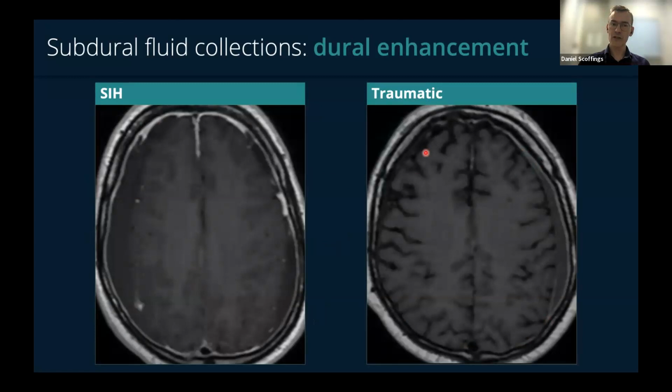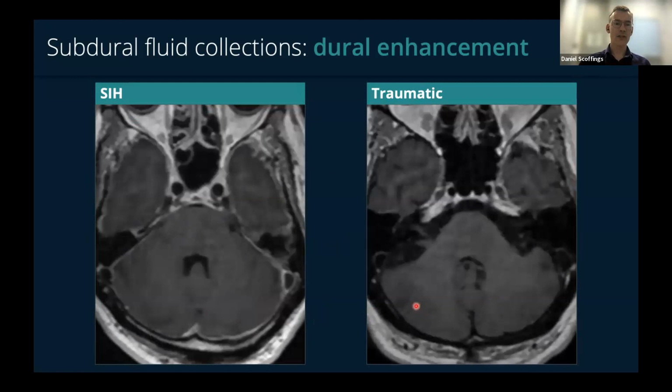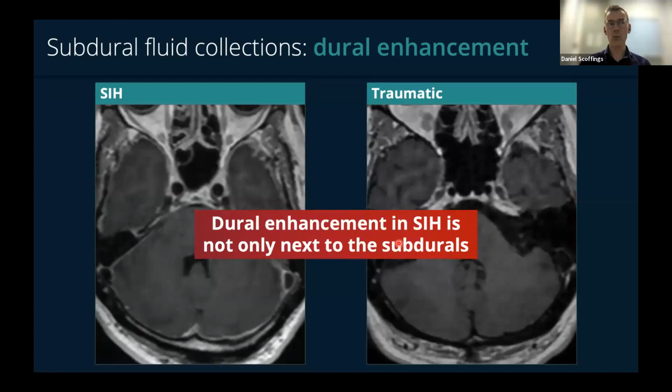And then again, in SIH, we'll see quite commonly posterior fossa dural enhancement and enhancement over the temporal poles, away from where the collections are. And in trauma or other causes, you don't see this. So in SIH, the dural enhancement doesn't only occur next to the subdural. So look for widespread enhancement, not just enhancement next to the collection.